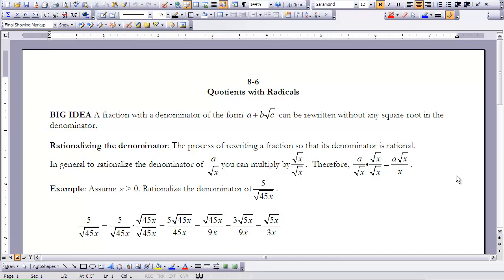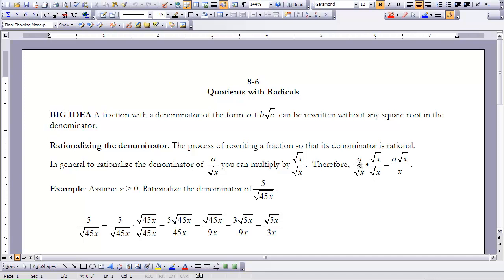Basically what it is doing is rewriting it as a fraction so that the denominator is rational. So in general, to rationalize a denominator of a over the square root of x, we're going to multiply by the square root of x over the square root of x, because that is essentially a form of the value of 1. We know we can multiply by 1 and not change the value.